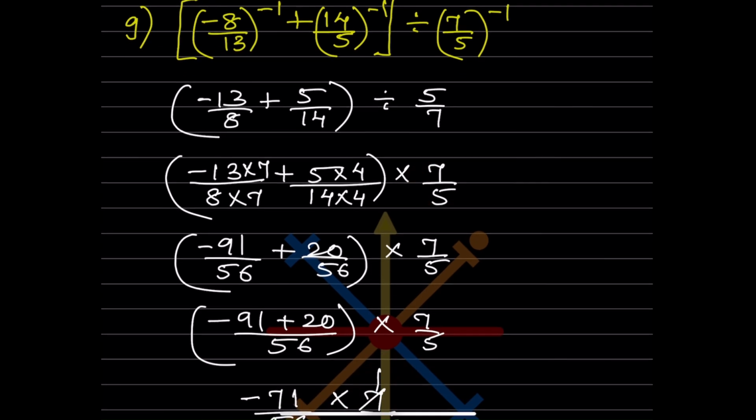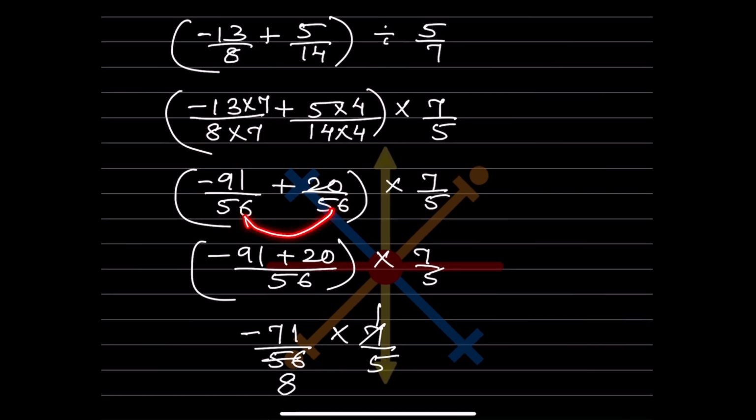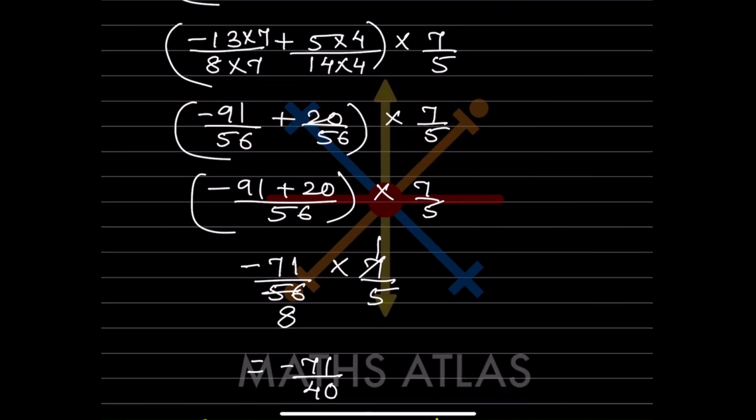Now let us solve the bracket first. This is going to be minus 13 into 7, that is going to be 91. 13 7s are 91. And of course this one 56, 20 and 56. Now you can see both the denominators are the same, so you write it only once. You are going to add this and this. Minus 91 plus 20, that is going to be minus 71. Minus 91 plus 20, so the sign is that of the bigger number.